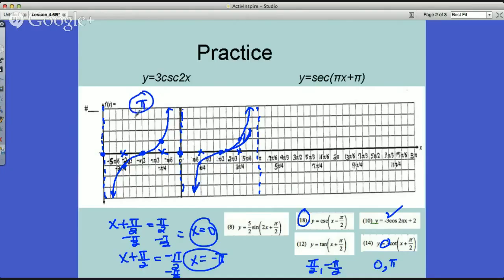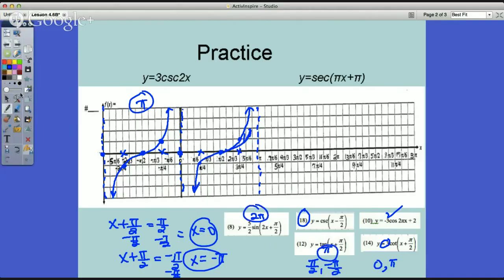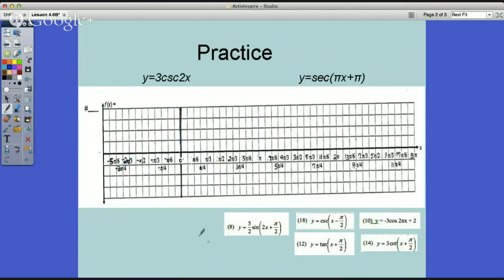Well, the distance is pi because one whole tangent graph occurred from 0 to negative pi. Remember, with tangent, traditionally, the period will be pi, whereas sine and cosine, and even cosecant and secant, traditionally, it'll be 2 pi. All right, now let's see how that compares to cotangent.